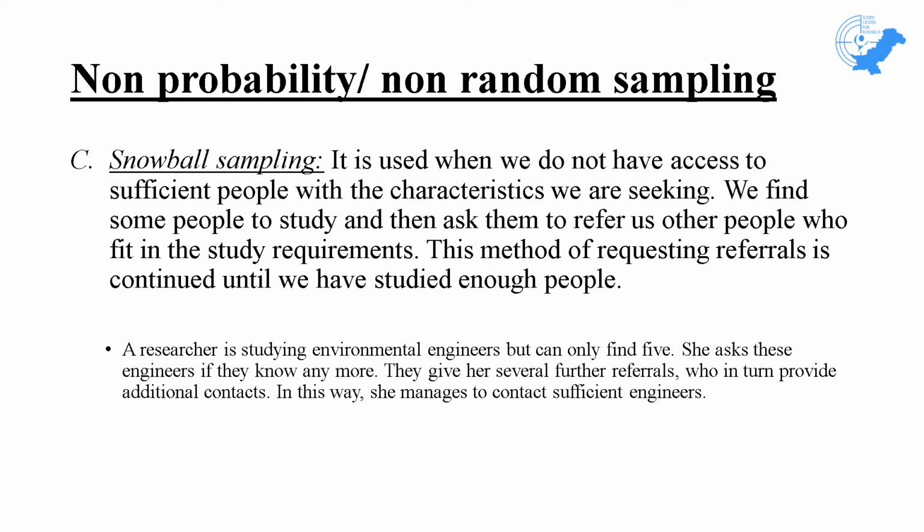It is used when we do not have access to sufficient people with the characteristic we are seeking in a sample population. We find some people to study and then ask them to refer us to the people who fit the study requirements. This method of requesting referrals is continued until we have studied enough people. For example, a researcher is studying environmental engineers but can only find 5. She asks these engineers if they know any more. They give her several further referrals who in turn provide additional contacts. In this way, she manages to contact sufficient engineers and conduct her research.